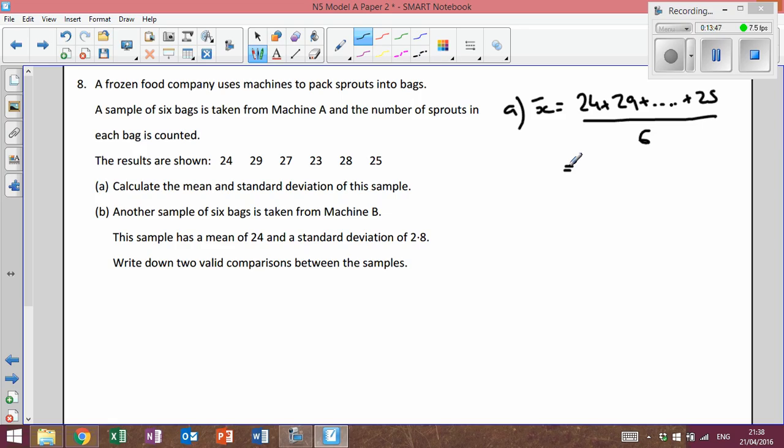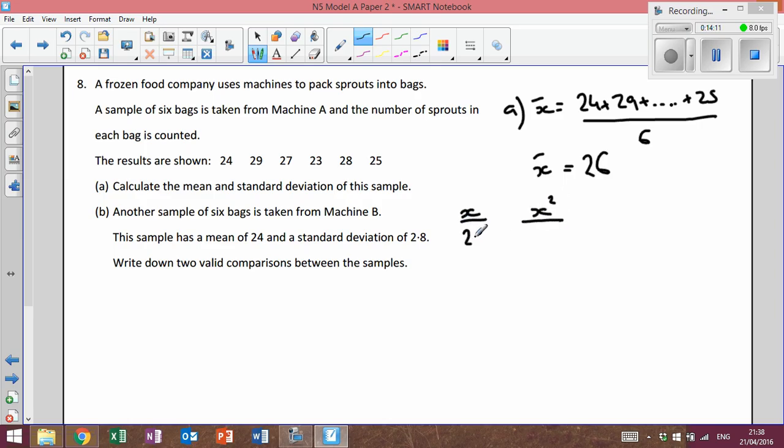Okay, just be careful that you find the equals there before you divide. Divided by 6 will give you 26. So the mean, actually probably just write as mean, is 26. Okay, the standard deviation. To do that, you've got your formula. Remember, we use the second formula, which needs your x's and your x squared.